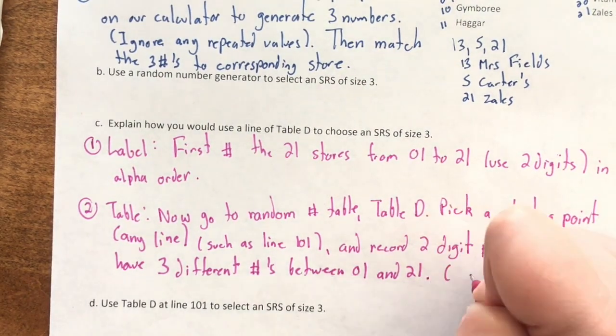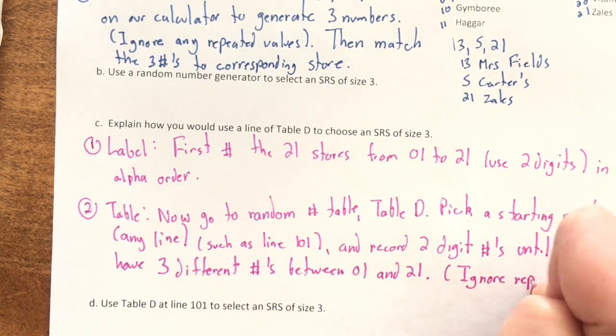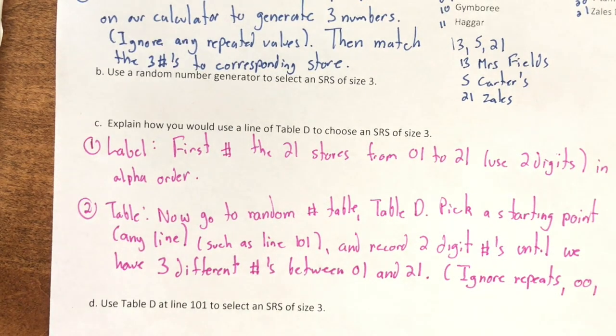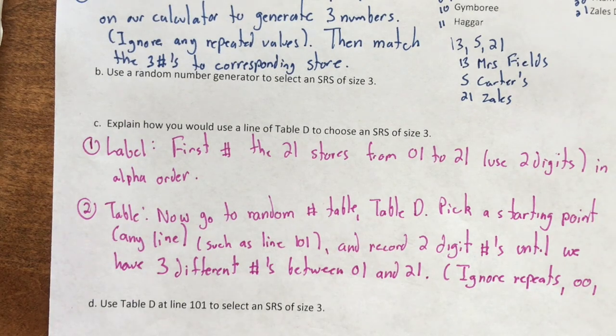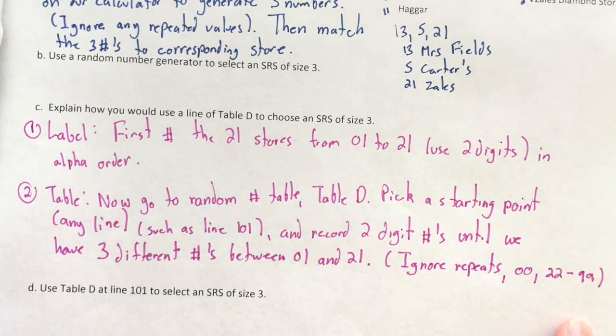Now it's important that you state this, that you have to ignore repeats, because as we're going through our line, if we see 09 twice, we're only going to count it 1 time. So ignore repeats. We're also going to ignore 00 because we labeled the numbers from 01 to 21, so 00 is not part of our list. And we also have other 2-digit numbers that we did not include, the numbers 22 to 99. This is a must. You must state this. Ignore repeats, 00, 22 to 99.